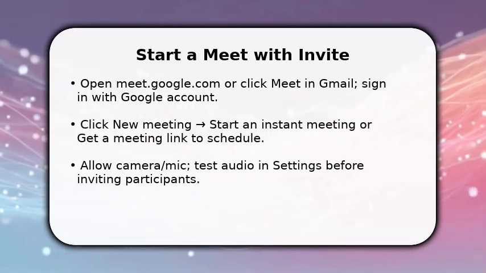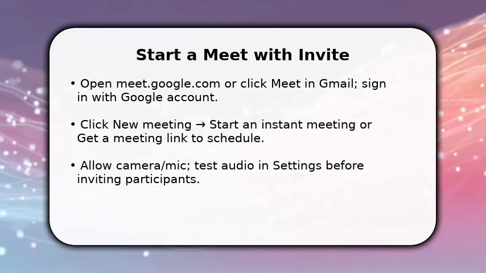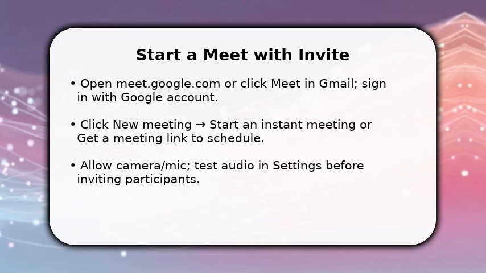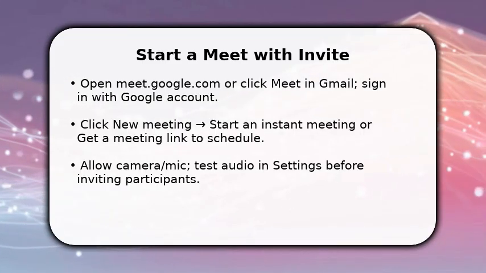You begin by opening Google Meet and signing in. This connects your calendar and contacts, so invites sync automatically. Once there, click New Meeting and choose Start an Instant Meeting or get a meeting link to schedule later.